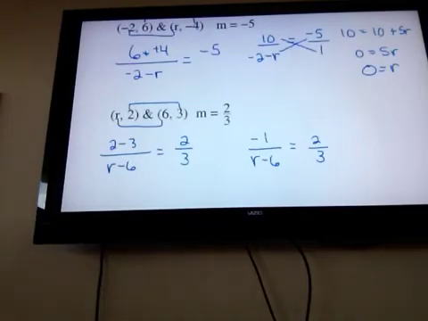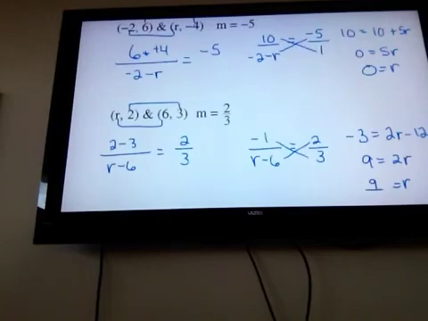To solve, we're going to cross multiply. Negative 1 times 3 is negative 3. 2 times the quantity r minus 6 is 2r minus 12. And we solve. So we're going to add 12 to both sides. 9 equals 2r. Divide by 2, and r equals 9/2. Or if you have 4.5, that's fine, because it's a good decimal.